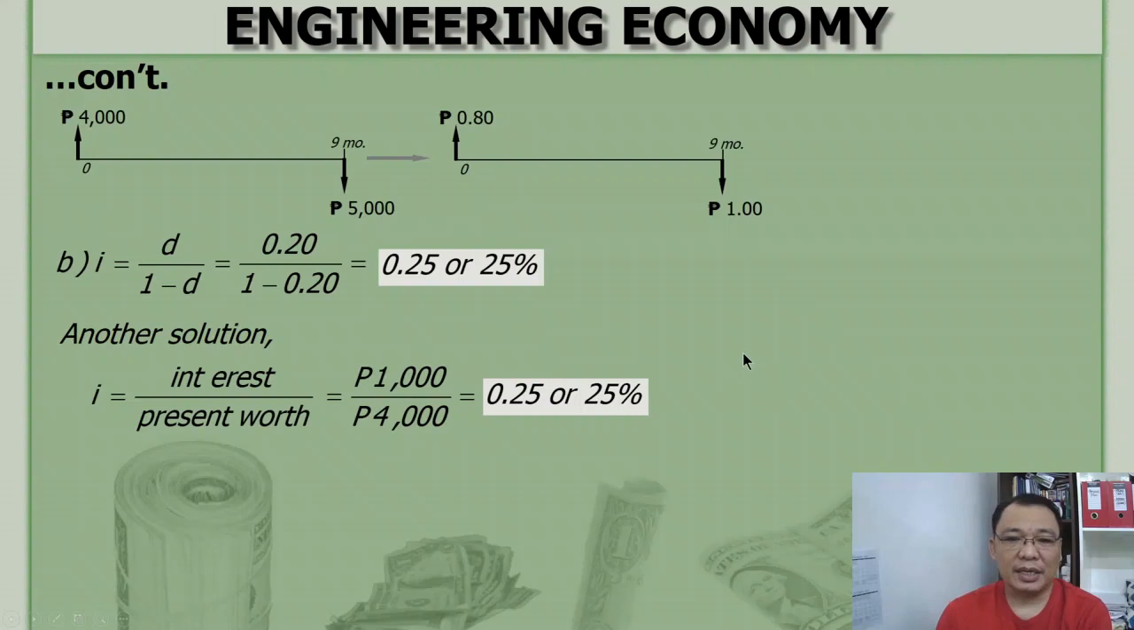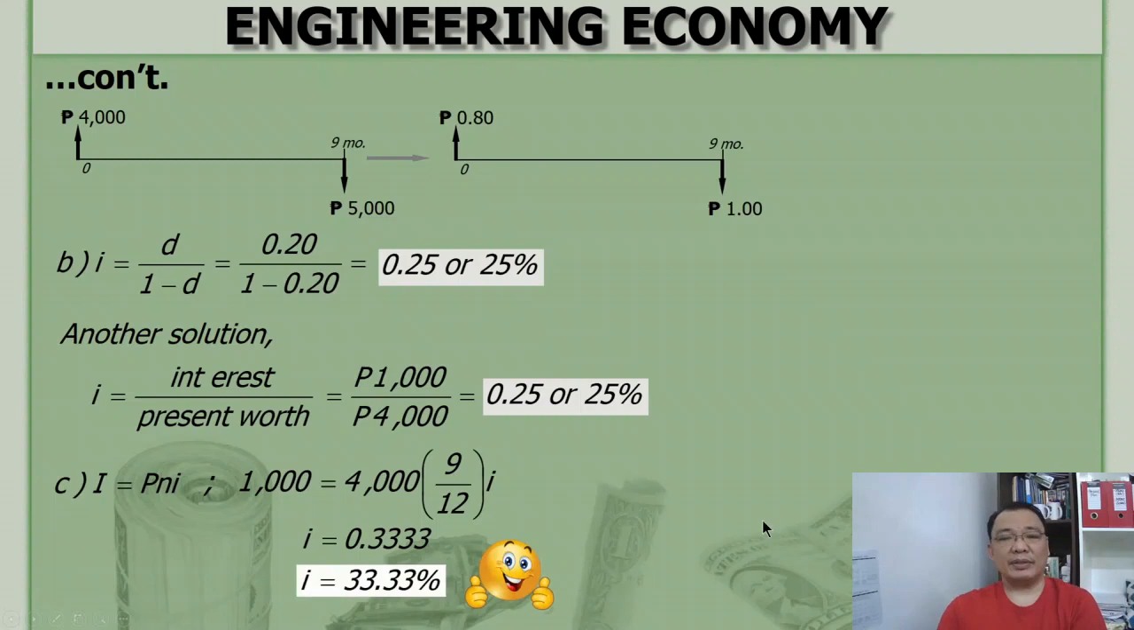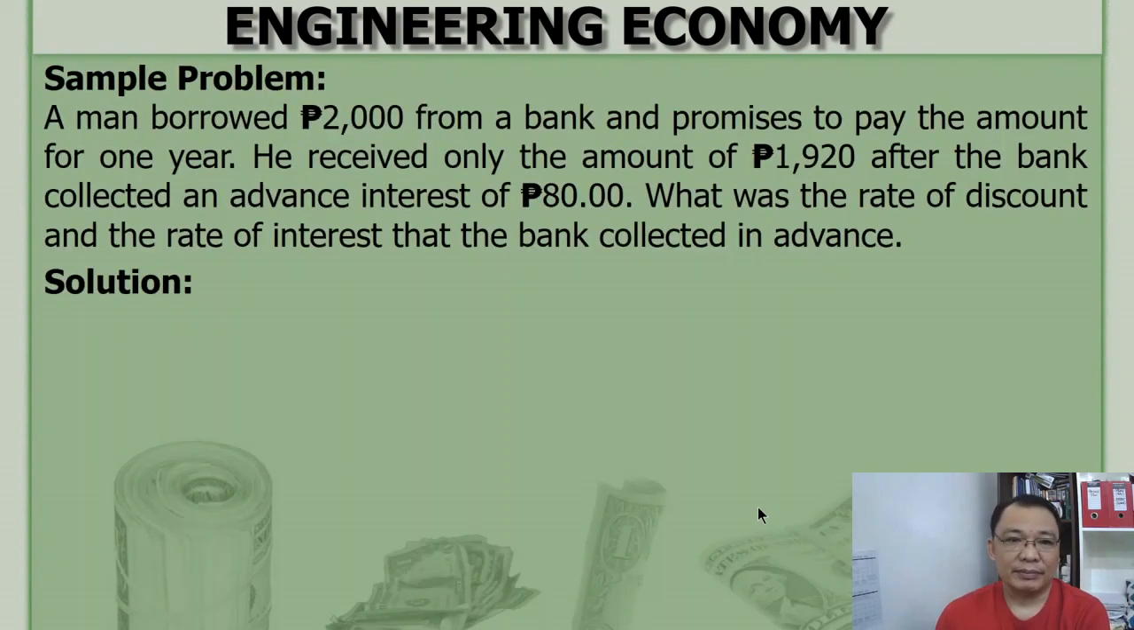And then letter C, for the whole year, this is simple interest. The interest is 1,000, the present worth is 4,000, and n is 9 months divided by 12. You can solve for i, and i is 33.33%. So, that's it for discount.